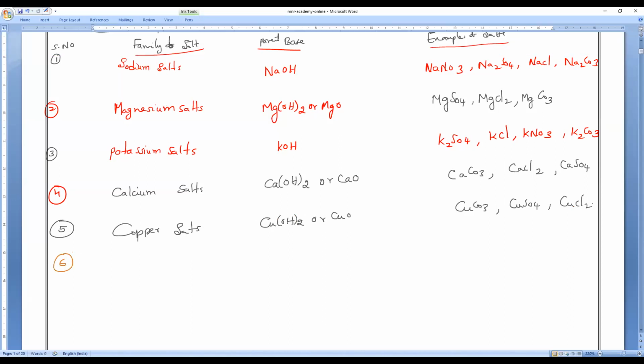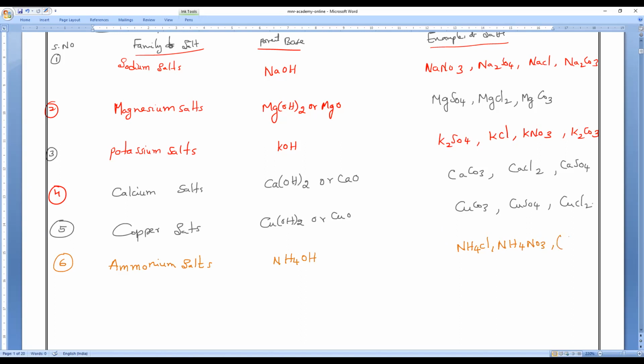Next, ammonium salts. What is the base we can use? Ammonium hydroxide. Very good. So what are the examples of salts? Ammonium chloride. You have it or not? Verify. Chloride family, have or not? Yes, sir. Ammonium chloride. You can also write the nitrate family: ammonium nitrate, NH4NO3. And next, ammonium sulfate.